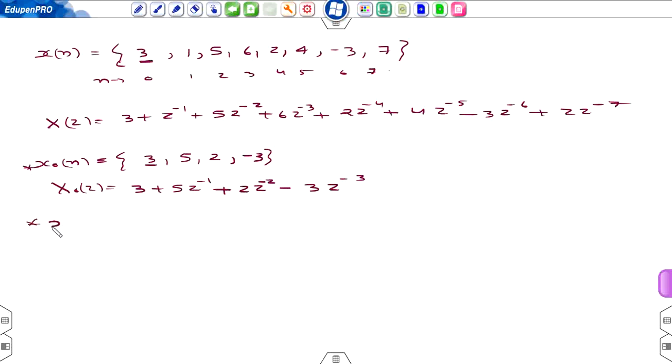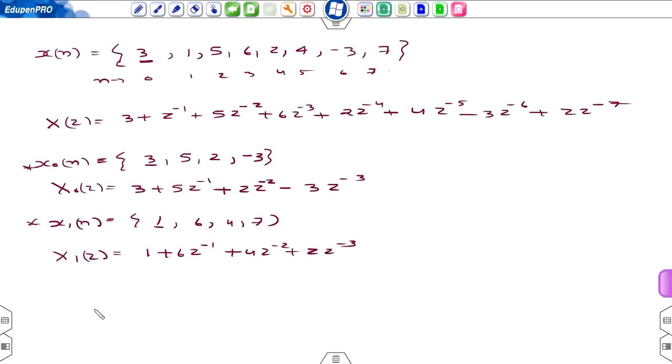And the odd number terms of x[n] are 1, 6, 4, 7. So X(z) is given by 1 plus 6z^-1 plus 4z^-2 plus 7z^-3.